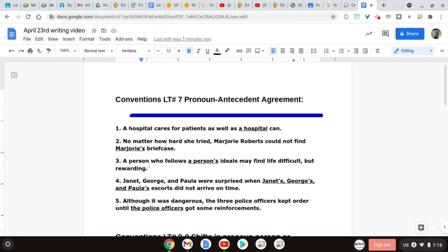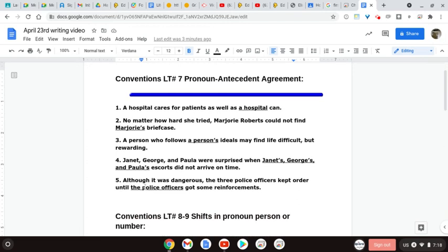Number 3, a person who follows a person's ideals may find life difficult but rewarding. We're replacing this underlined word with a pronoun to agree. What does it need to be? Person is singular, and person's could be masculine or feminine. So you need to say his or her ideals.